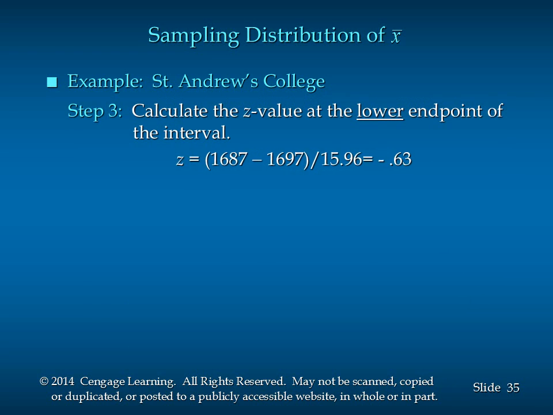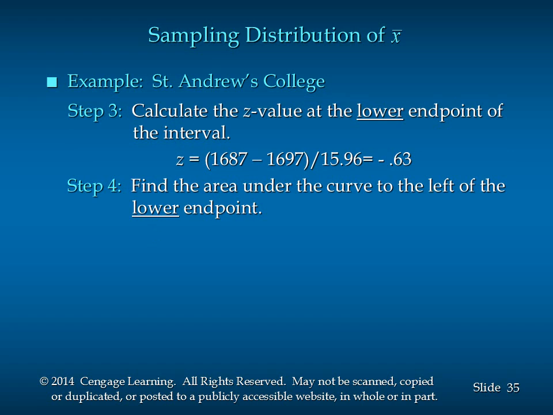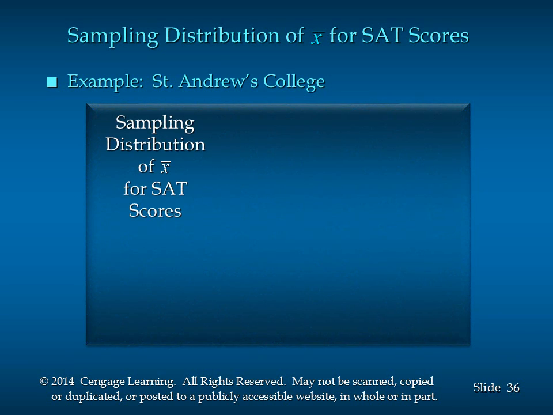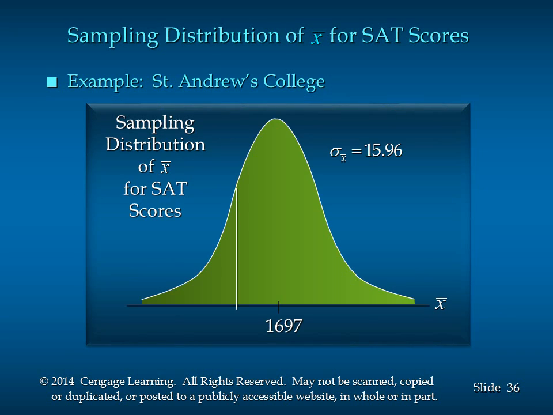And we go to the lower end, a minus 0.63. How convenient. And now you're at 1687. So now you would look on your negative z table. And here's the way this is going to look. Keep in mind that when you're on the negative, you're going to the left.